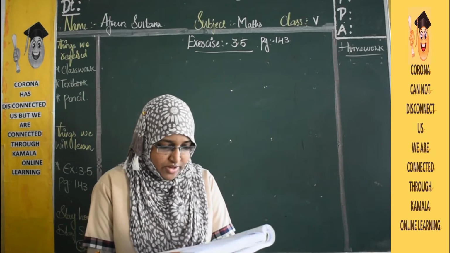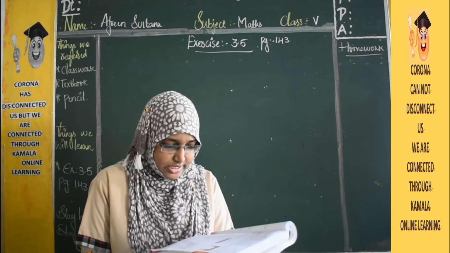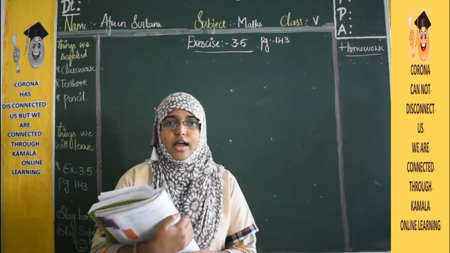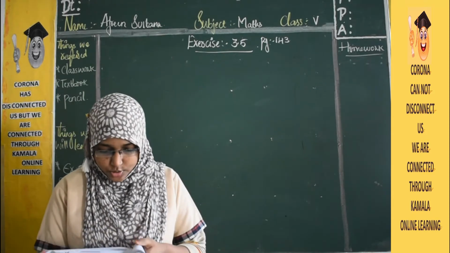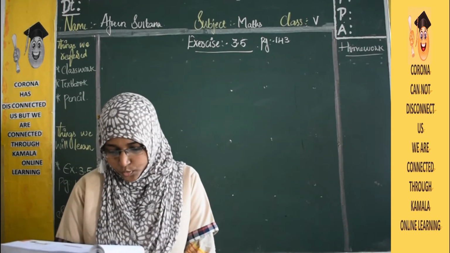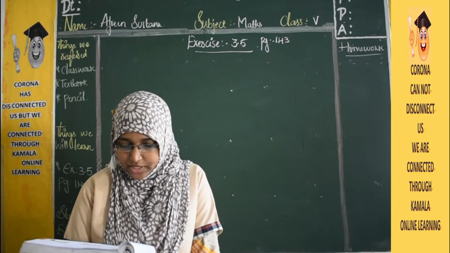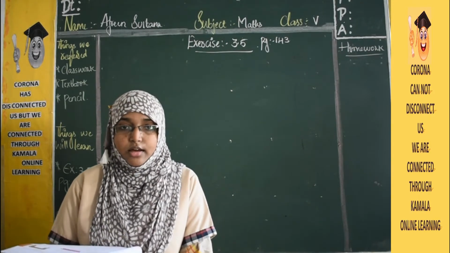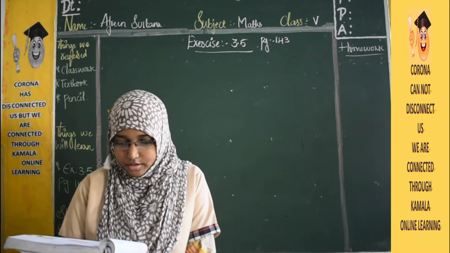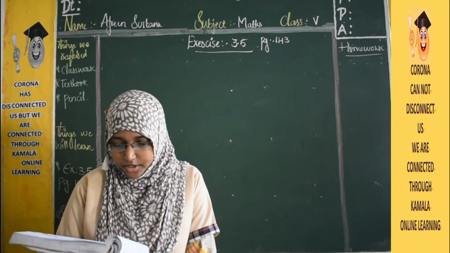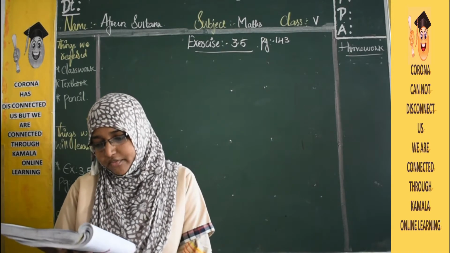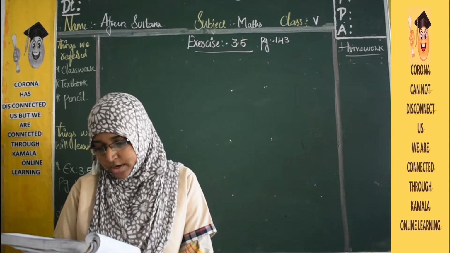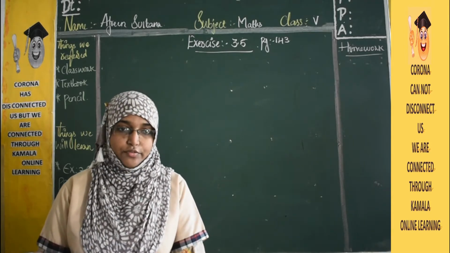In the same way, we have exercise 3.5. This complete exercise is based on our multiplication. Let's do any two, and I will give you one or two as your homework. So let's start with exercise 3.5. Please open your classwork, page number 143. Write down the first question. Mary deposits rupees 2,500 every month in her account. How much money would she have deposited in 15 months?